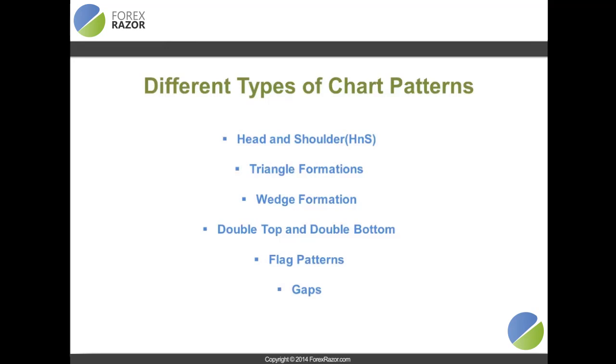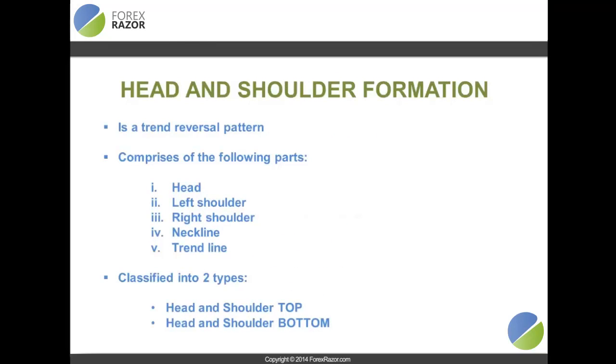In this video, we will be discussing the head and shoulder formation in detail. Head and shoulder formation is a trend reversal pattern. Once its formation is confirmed, it is followed by the reversal in price direction of the financial instrument in consideration. The components of this formation are the head, the two shoulders, that is the left shoulder and the right shoulder, a neckline and a trend line.